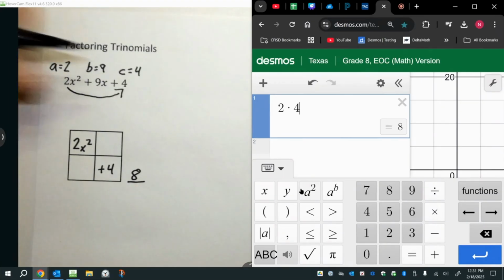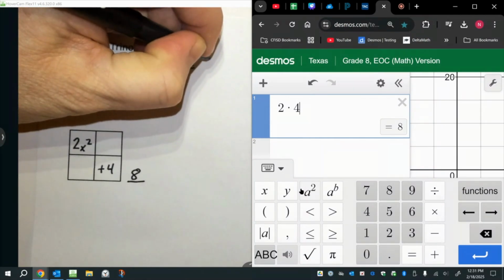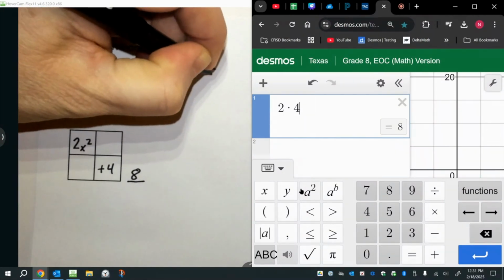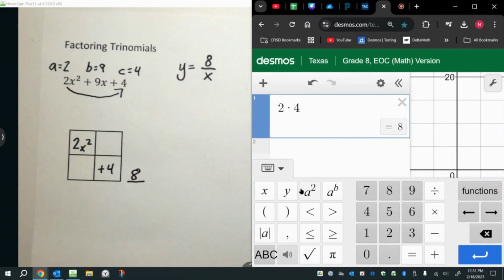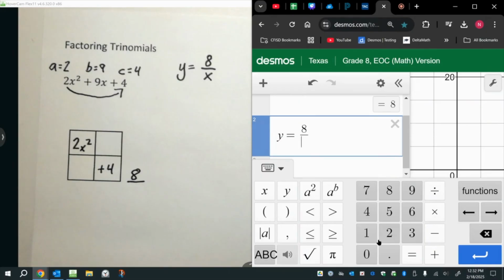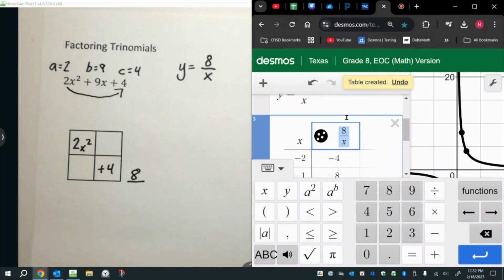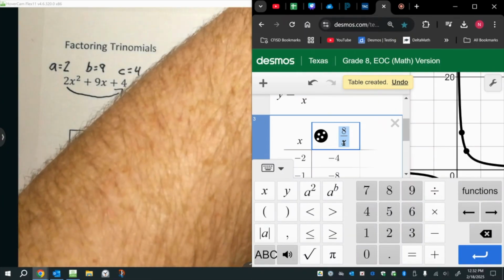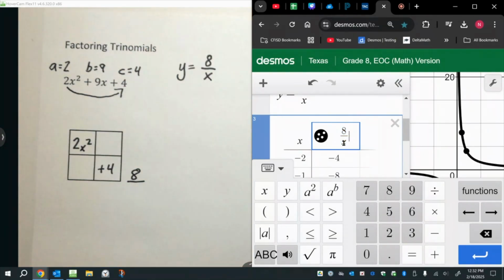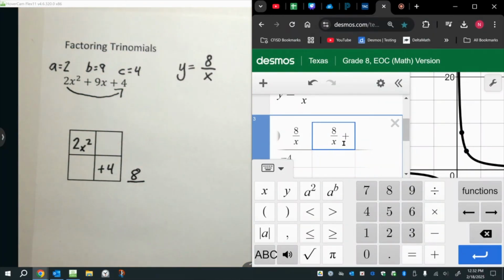So here's what we're going to do now. We're going to say y equals, we're going to take this 8 and divide it by x. Wait, what? Okay, so here we go. I'm going to type this equation: y equals 8 divided by x. Now that looks like a mess over there. Ignore that. We're going to turn this into a table. Then I'm going to copy this. I know this is a lot. Control C. Then we're going to put it over here and say Control V, and then we're going to add an x to that.